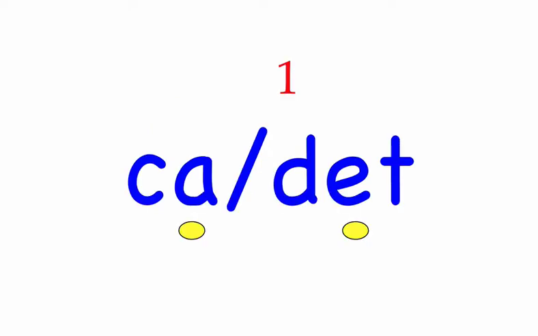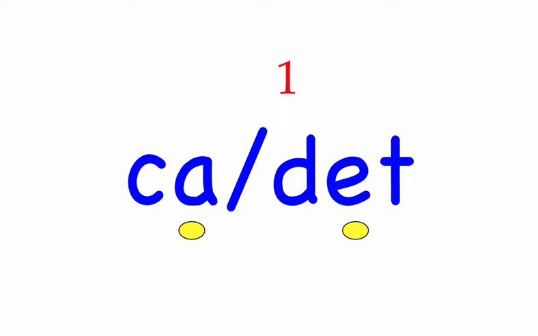A, det, three sounds. D, E, T. Cadet. Now, step 1, we're going to identify any teams we have in the word. We don't have any. And now we're going to look for vowel sounds. We have 2 vowel sounds. So let's count the consonants between our vowel sounds. We have 1, and we need to apply syllable rule 1.